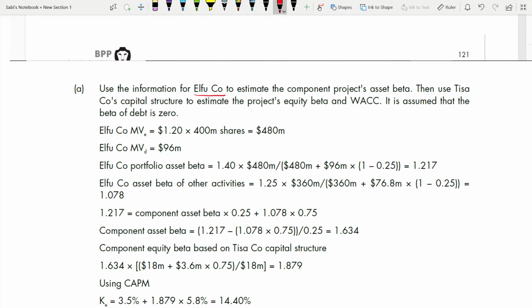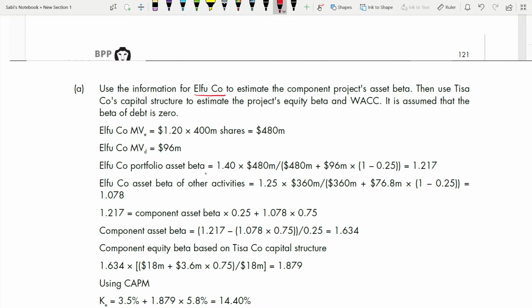We have been given the equity beta of L4, but only for other activities. We want it for the component part separately, just for the component part. Then use Tisca company's capital structure to estimate the project's equity beta and WACC. Yes, using Tisca's capital structure, after you get that asset beta, you have to find the equity beta and then WACC. But that is the last step. First, we have to work with L4. Now forget about Tisca. There are so many things to work out in L4 company first before we can take the asset beta for Tisca.